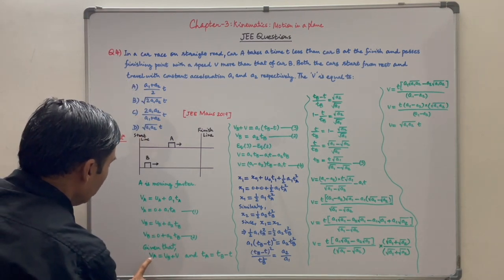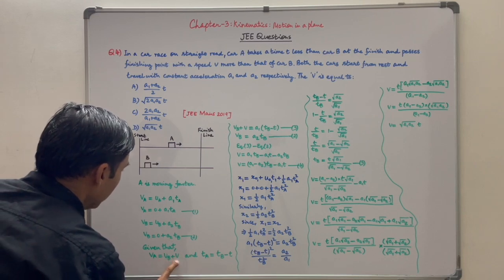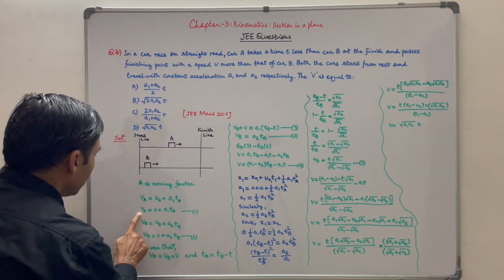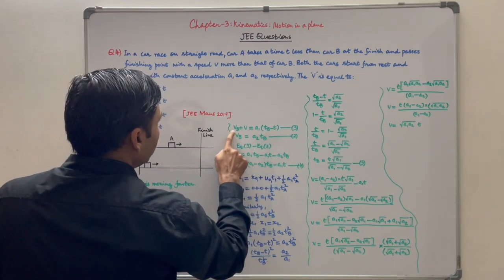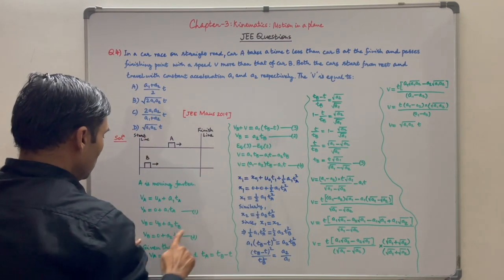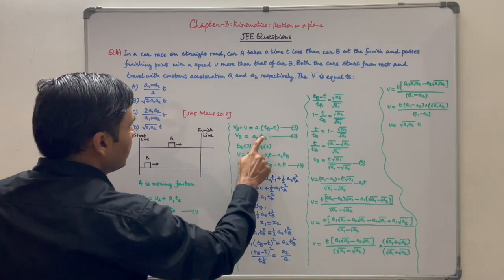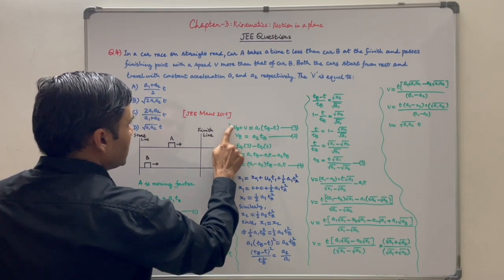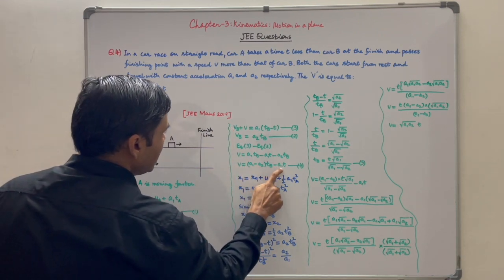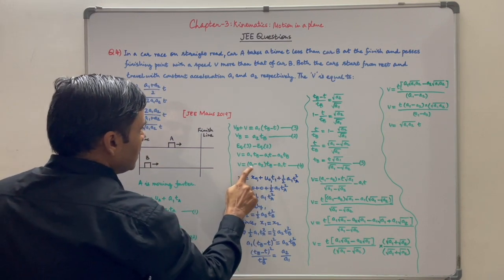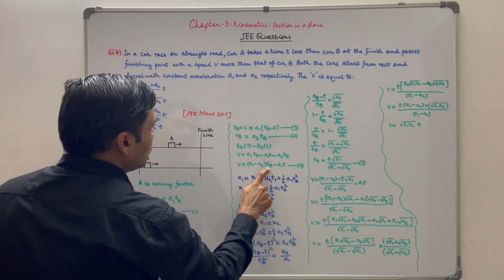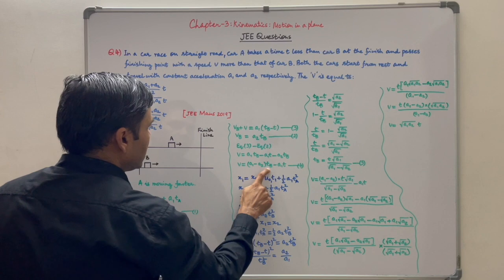It is given that VA is more than VB by v and tA is less than tB by t. So putting these values in equation 1, we get equation 3: VB plus v is equal to a1 into (tB minus t), and equation 2 is VB is equal to a2 tB. Subtract equation 2 from equation 3. We get v is equal to (a1 minus a2) tB minus a1 t. In this equation, given quantities are a1, a2 and t. We have to eliminate tB. To eliminate tB, we need another equation.